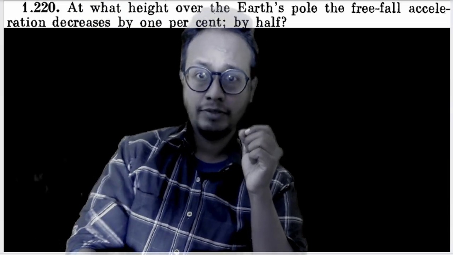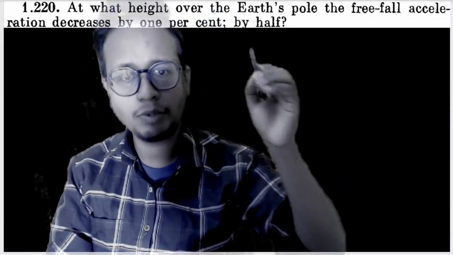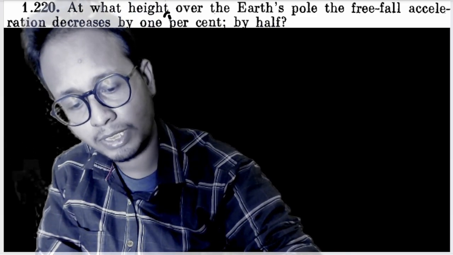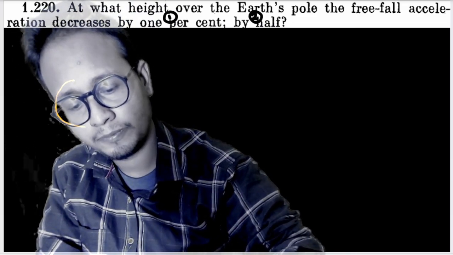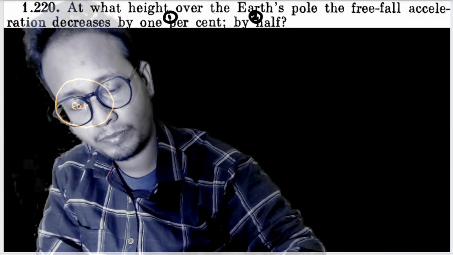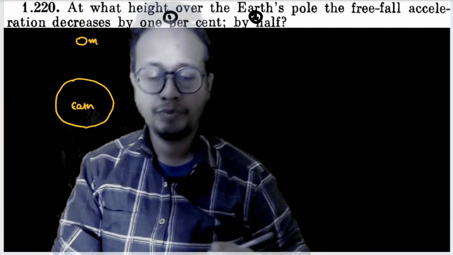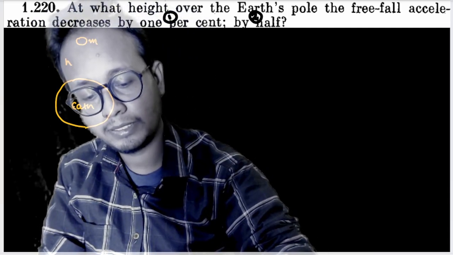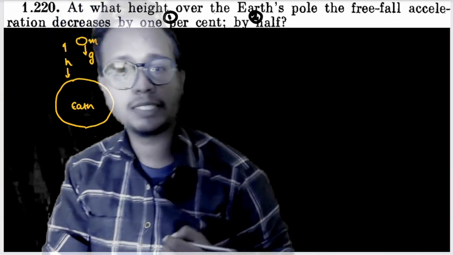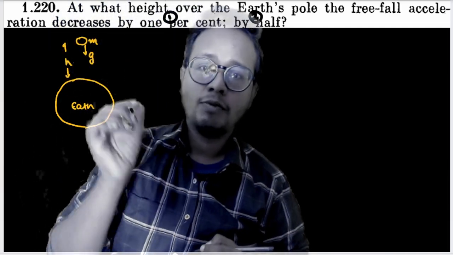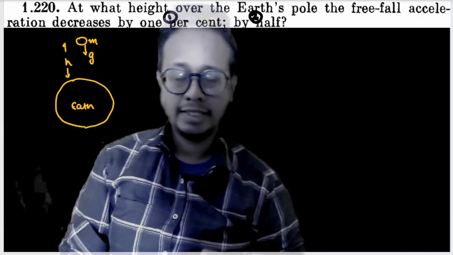Now this question is asking: at what height over the Earth's pole does the free-fall acceleration decrease by 1%? That is the first part of the question, and the second part is by half. That means here there is Earth, and if I go some height above Earth, at what height does the value of g, which is nothing but acceleration due to gravity, decrease by 1%? That is the first part of the question.